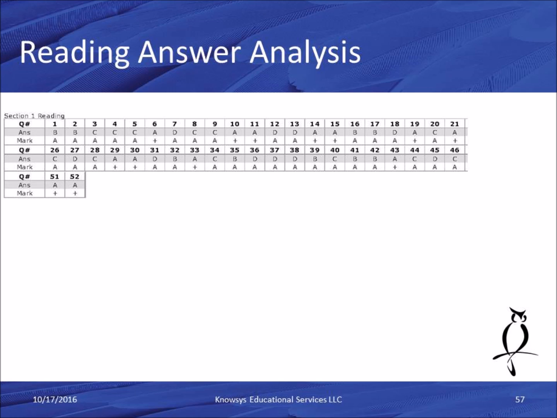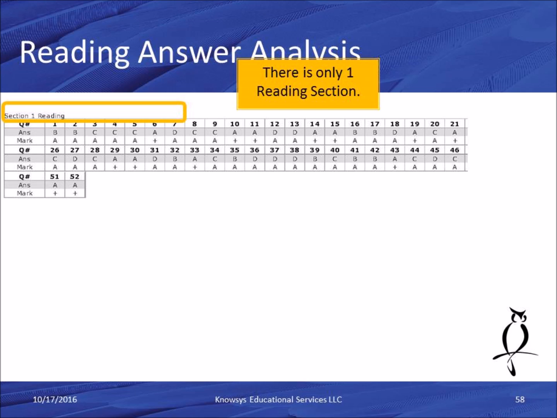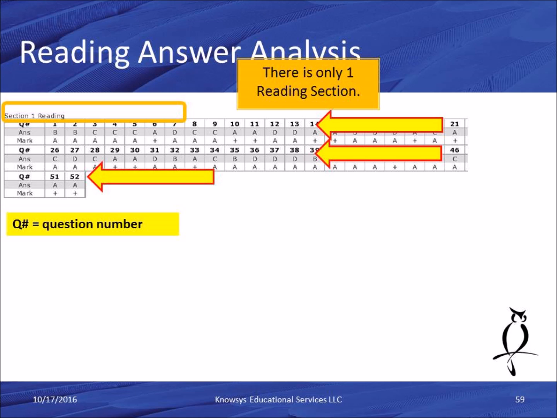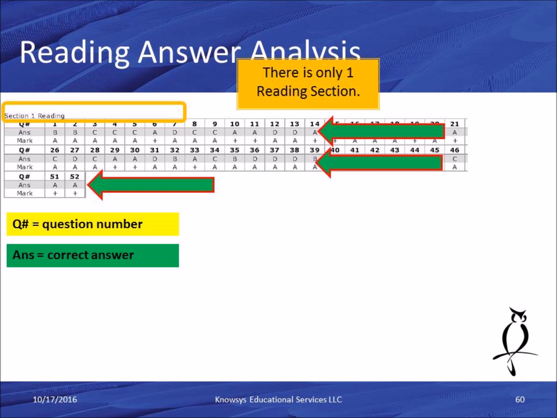Then I want you to look down below where it has your reading answers analysis, and we'll take a look at this. It's set up the same way that the math was. There's only 1 reading comp section, so unlike the math, you won't see 2, you'll only see 1 section here. The first row will be the Q number, which is the question number within that section. Second row is ANS, that represents the correct answer for that question number in that section.